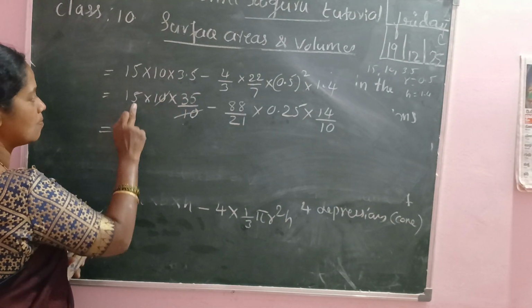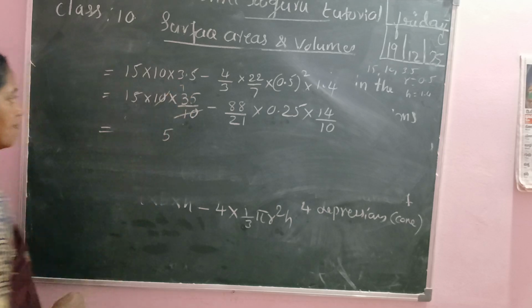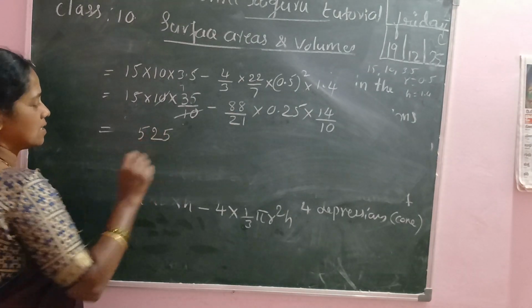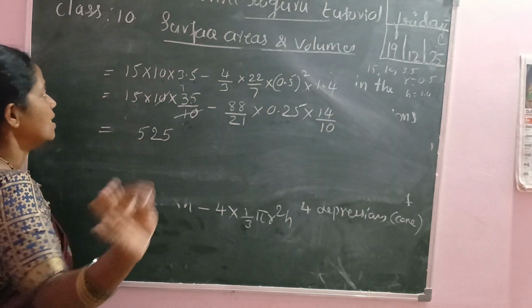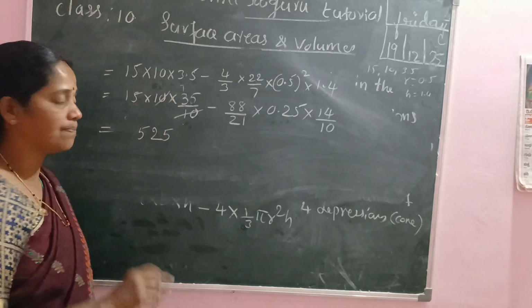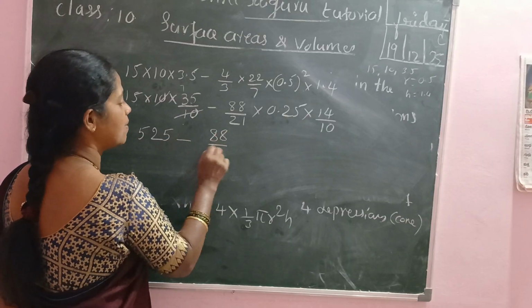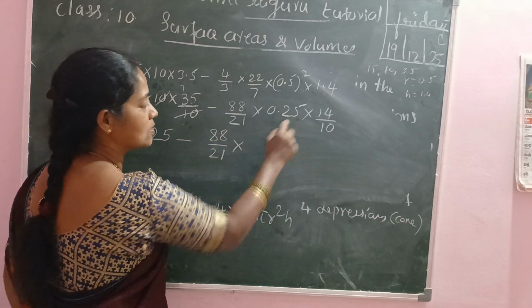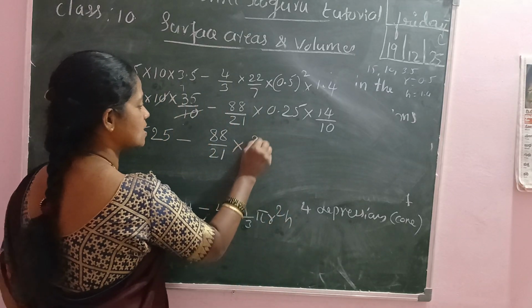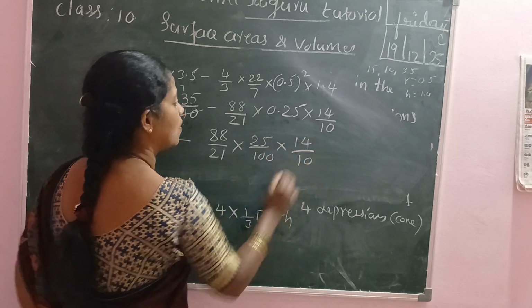35 into 15 is how much? 15 fives are 75, 7 carry. 15 threes are 45 plus 7 is 52, so 525. That is the volume of the cuboid, 525 centimeter cube. Minus 88 divided by 21 into 0.25. What is the fraction form of 0.25? That is 25 divided by 100, into 14 upon 10.